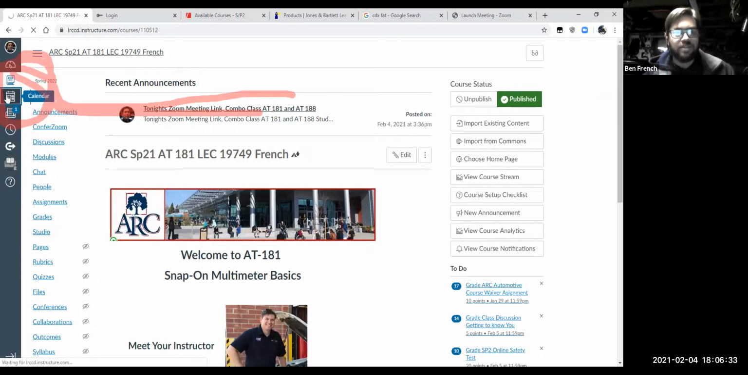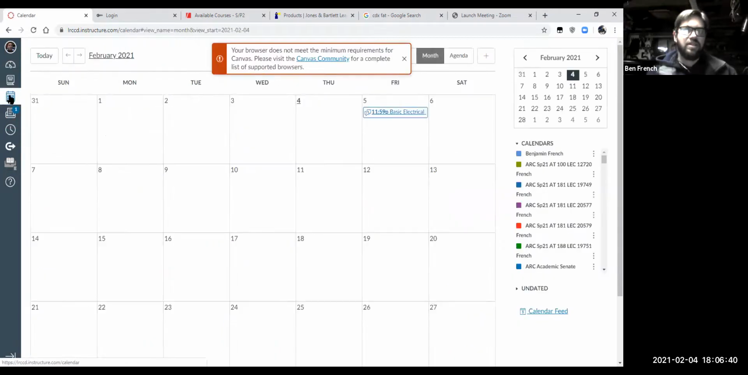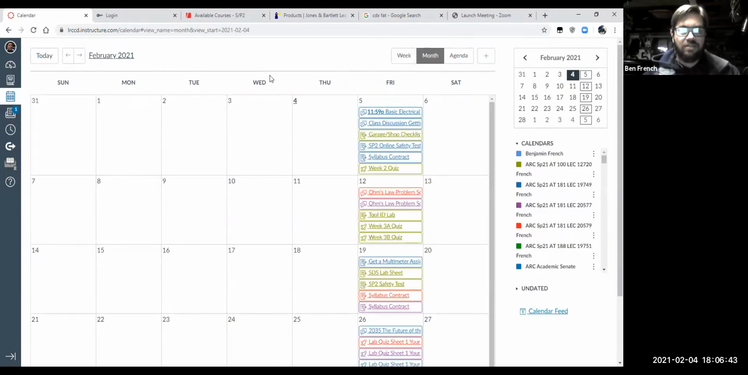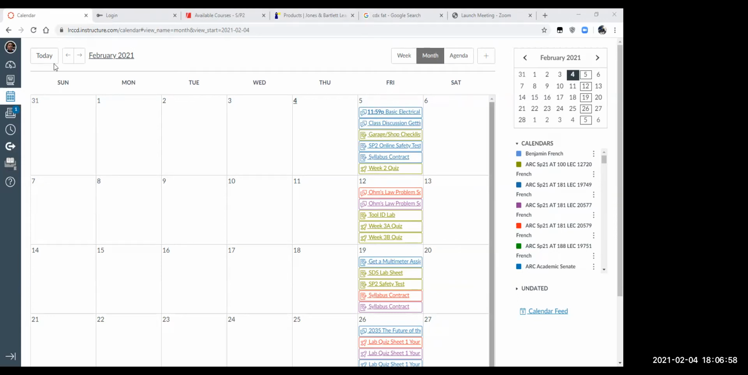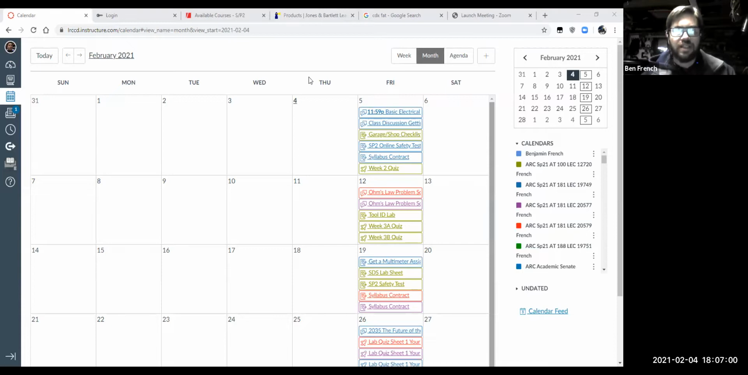Now my calendar is going to look a little weird because I have multiple classes that I'm doing, and I know my browser is old. Okay, so here we are. We are in the first week of February. Happy February, everybody. This particular class, I color coded it blue, and this is our class AT 181.